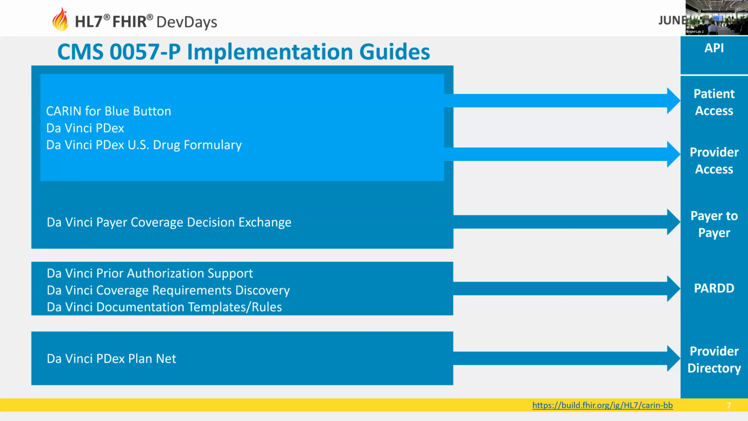So here in the big teal box, you can see that the payer-to-payer API encompasses CARIN Blue Button, Da Vinci PDEX, PDEX US Drug Formulary, and coverage decisions exchange. It's not so clear from the other slide, I think, so I've reorganized this data here. And then you can see how the other IGs that we're going to cover slide by slide apply to each API.